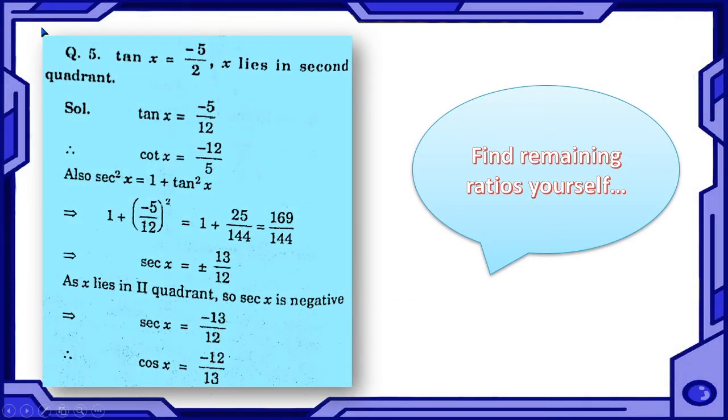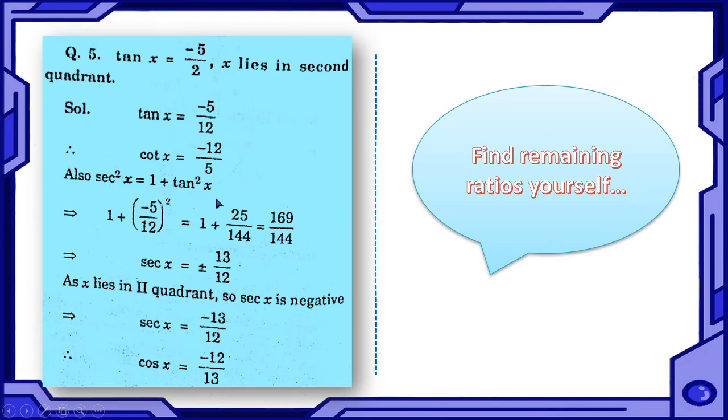Question number 5. This is also the same. Tan x is given minus 5 by 2. Cot we can calculate. It is minus 5 by 12. It is, I think, a misprint. Tan x is given minus 5 by 12. Cot x is minus 12 by 5. Just the reciprocal.